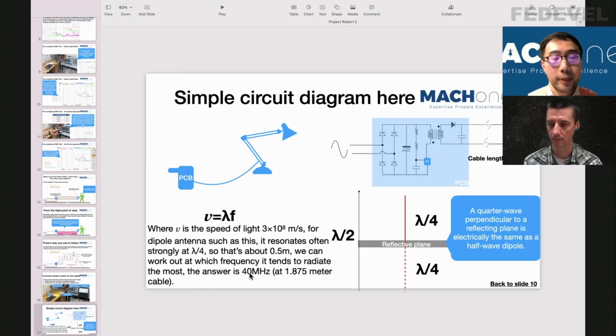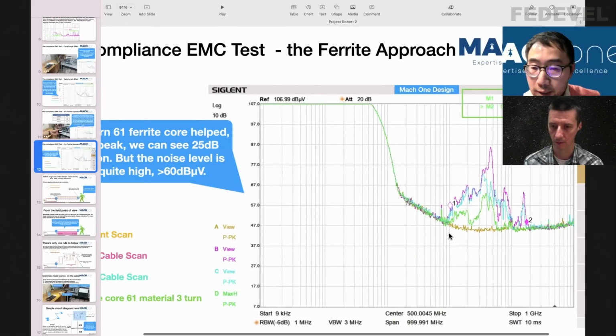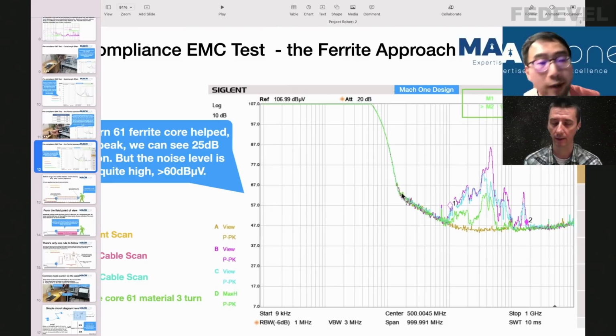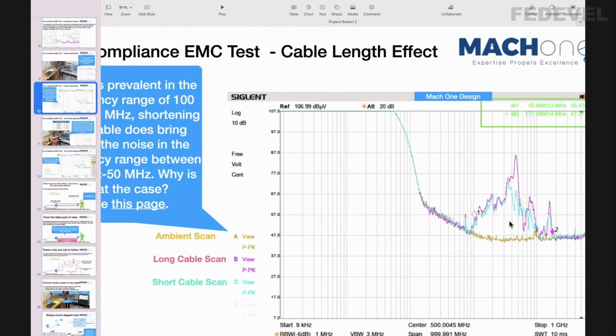Was it 40 megahertz? Wasn't it a little bit higher? It's starting from 40, so you can look here. This is 10, 20, 30, 40. Yeah, you can see 40. Yes, and in this picture too, 10, 20, 30, 40. From 40, you can see a very big reduction.